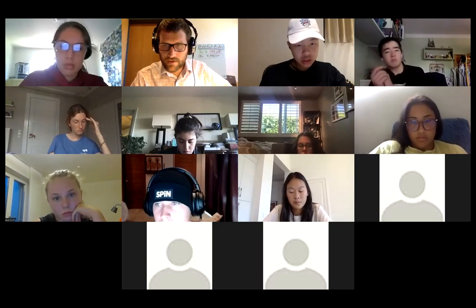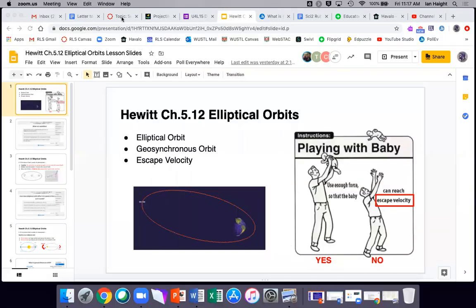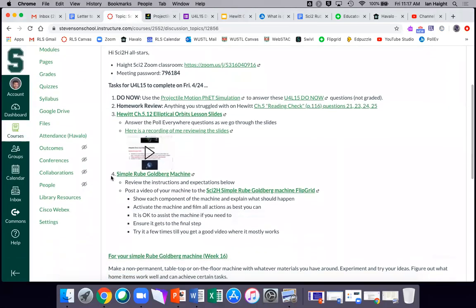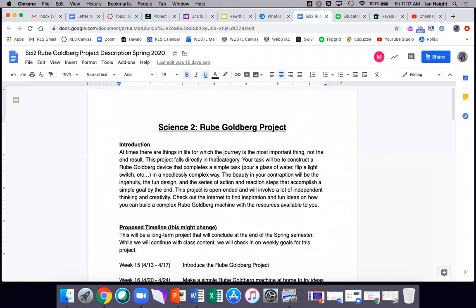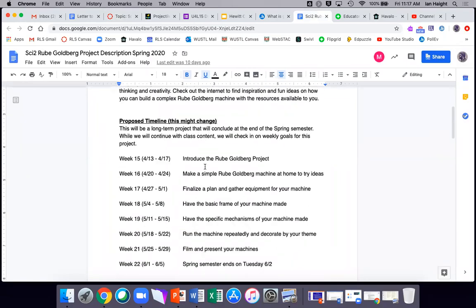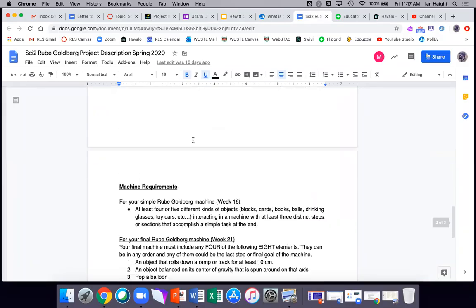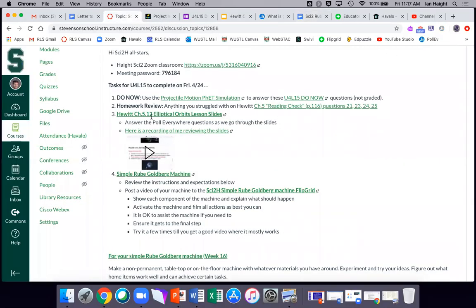Okay, I want to use the remaining class time to get you going on your simple Rube Goldberg machines. If you go back to your Canvas tasks list, we are on task number 4, the simple Rube Goldberg machine. The first link is just a link to the project description. It's the same one I gave to you earlier. So if you need to reflect on the basic expectations, due dates, that kind of thing, that's all there. It hasn't been changed as of yet.